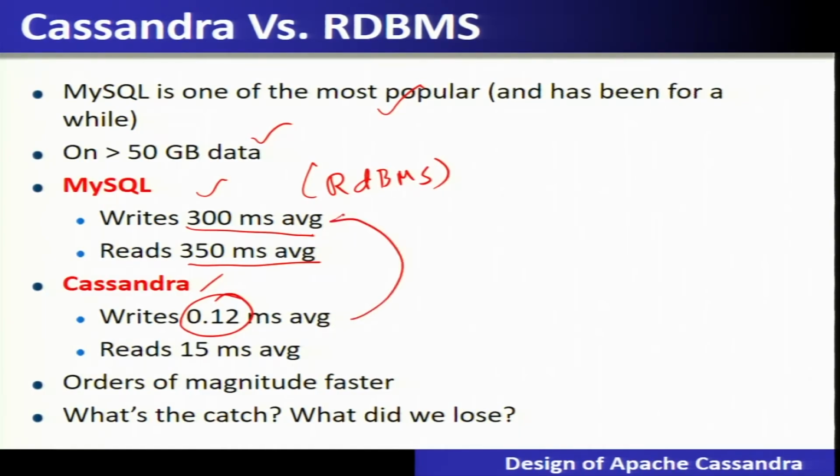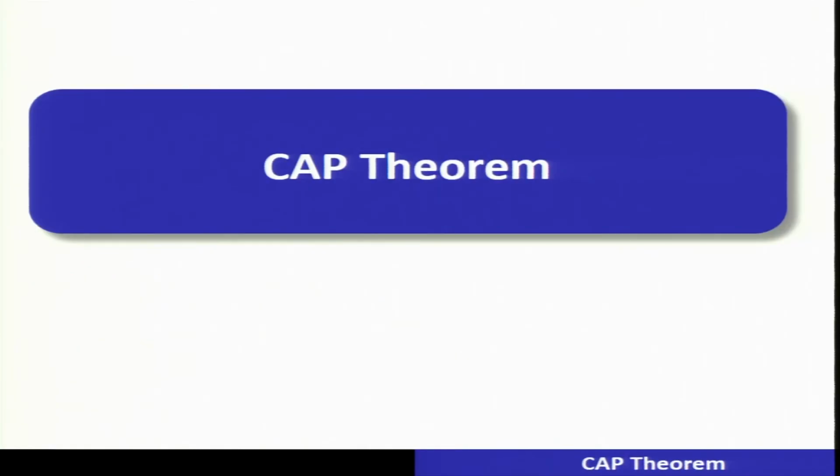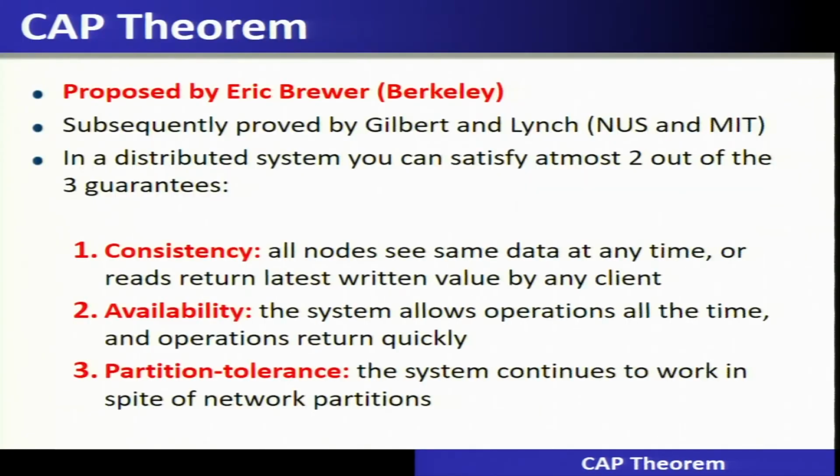So, write is much faster compared to the RDBMS. Similarly, reads is 15 milliseconds in Cassandra, whereas your RDBMS supports 350 milliseconds, that is a much lower time, that is a very quick operation. So, by orders of magnitude, Cassandra is faster. So, what is the catch and what do we lose out of this particular fast access? To understand this difference, we have to understand the theorem which is called the CAP theorem.